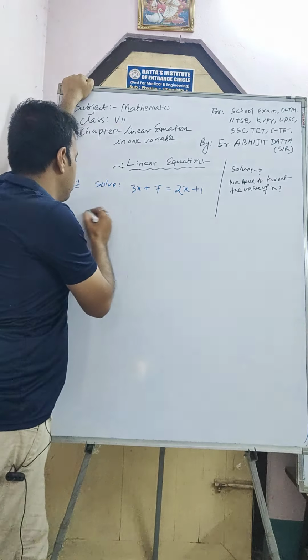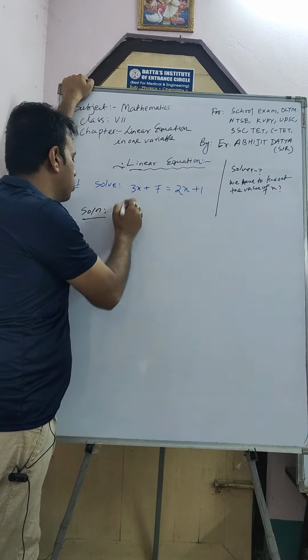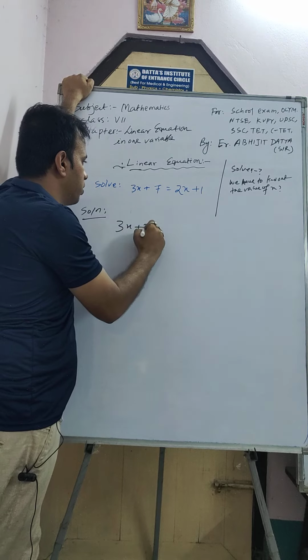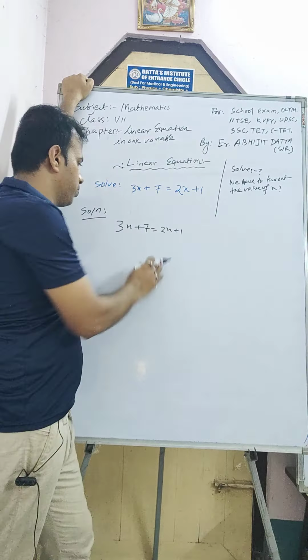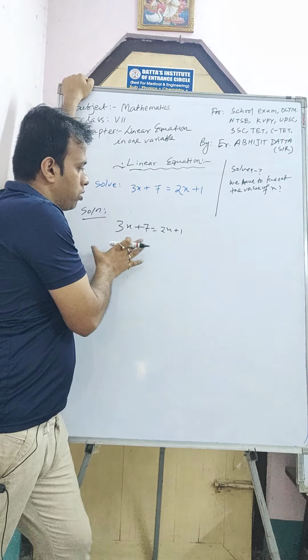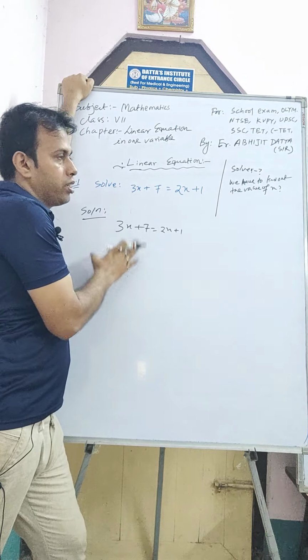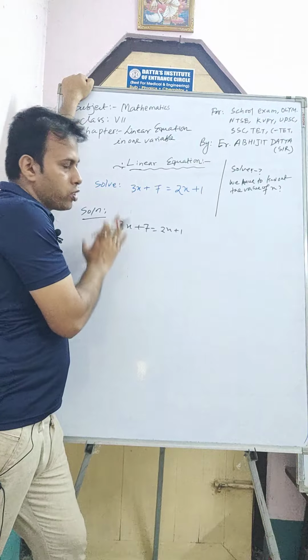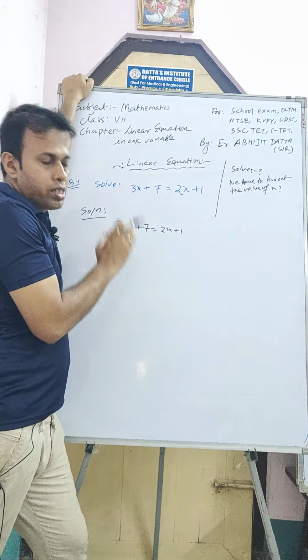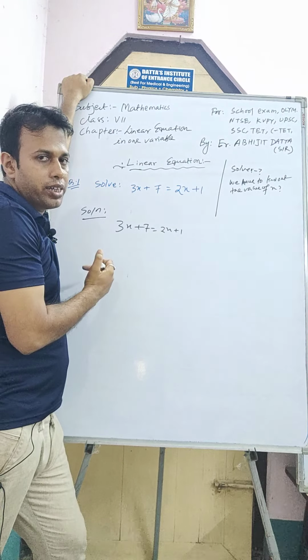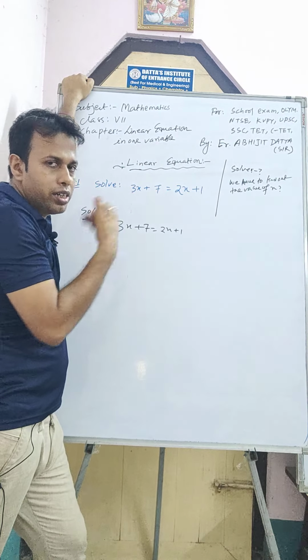Now take this equation: 3x plus 7 equal to 2x plus 1. Now change this. Always remember that when you solve any equation, take all the x terms on the left side and all the non-x terms on the right side.